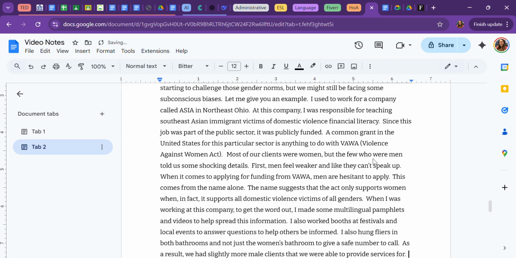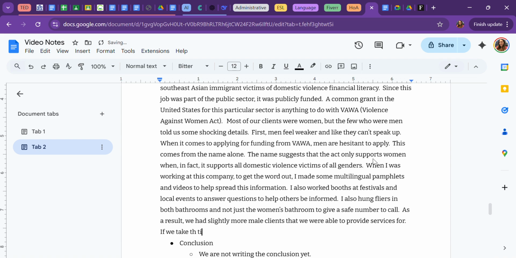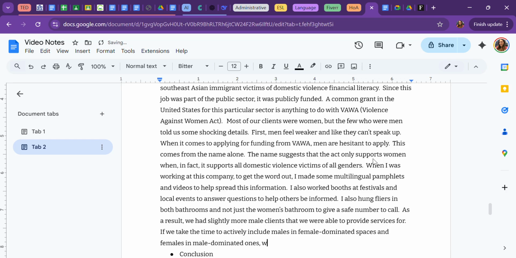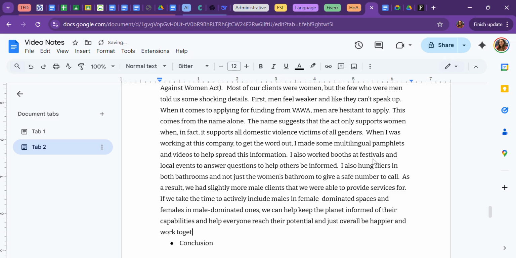Like I said with STAR, we still need a topic and a conclusion. So the conclusion is basically like, if we take the time to actively include males in female-dominated spaces and females in male-dominated ones, we can help keep the planet informed of their capabilities and help everyone reach their potential and just overall be happier and work together. I know this is a run-on sentence, but dang.